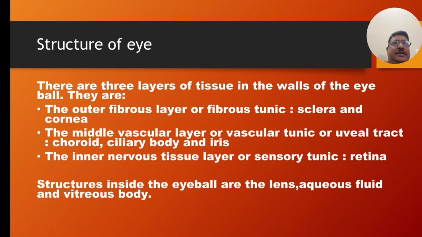Structure of the eye: there are three layers of tissue in the wall of the eyeball. They are the outer fibrous layer or fibrous tunic, sclera and cornea; the middle vascular layer or vascular tunic, or uveal tract, choroid, ciliary body, and iris; and the inner nervous tissue layer or sensory tunic, retina. The structures inside the eyeball are the lens, aqueous fluid, and vitreous body.